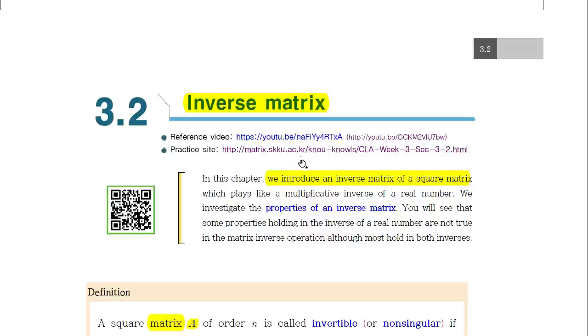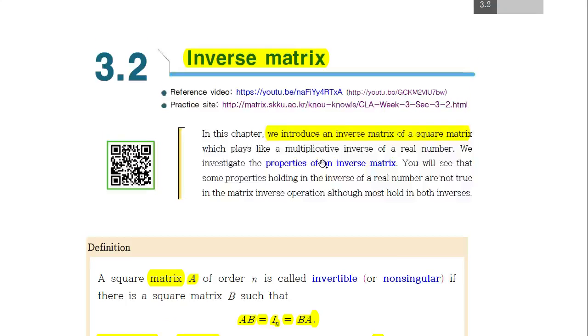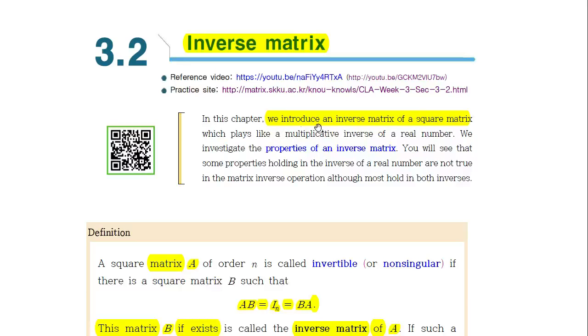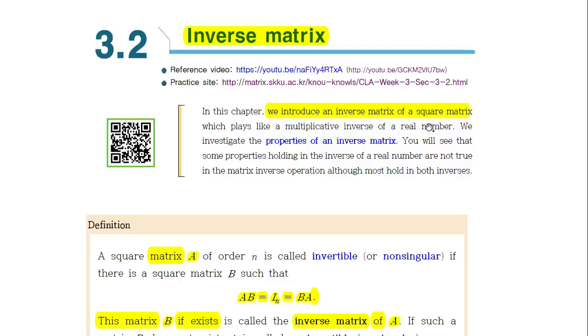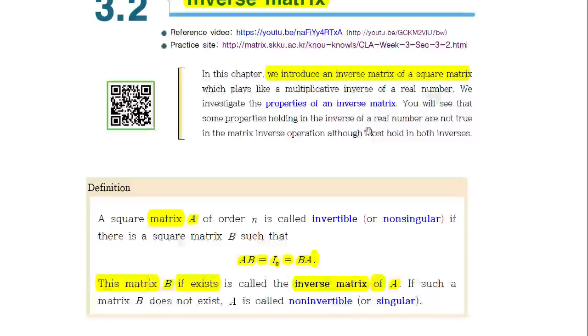Okay, we start with section 3.2, inverse matrix. In this section, we introduce an inverse matrix over square matrices, and we'll investigate the properties of an inverse matrix.